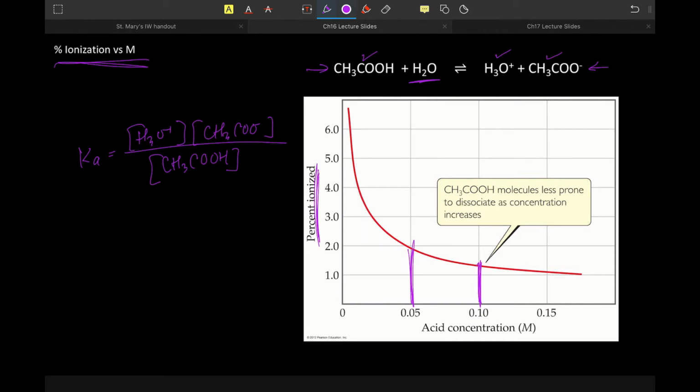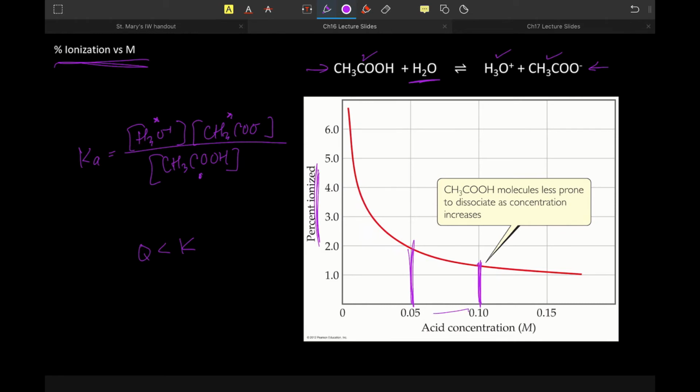So if I add water such that the concentration is cut in half, and I think about what effect that has here, because I have 2 terms on the top and only 1 term on the bottom, what that means is that my Q is now less than my K, yes?